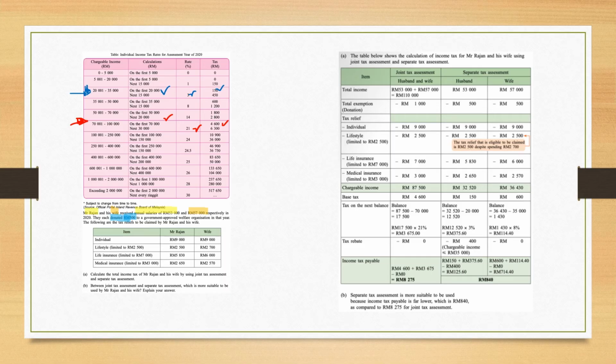Why do you get a tax rebate of 400 ringgit? Because your chargeable income is less than 35,000, right? Chargeable income is less than 35,000, so you get a minus 400 ringgit tax rebate. So that's your income tax payable. There you go. And then you calculate everything, you should be getting 150 plus 375.60 minus 400 ringgit, which is 125 ringgit 60 cents for your husband's income tax payable.